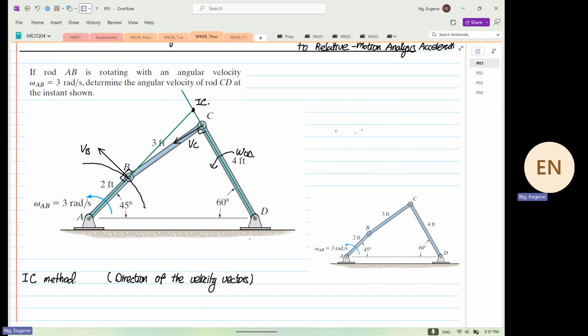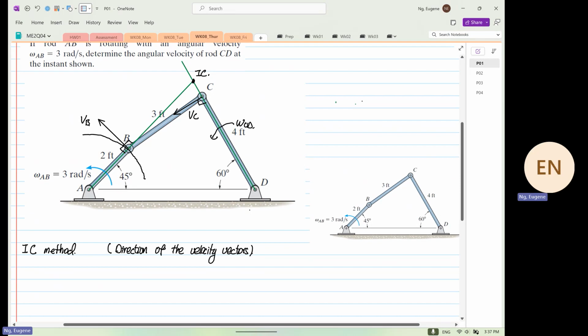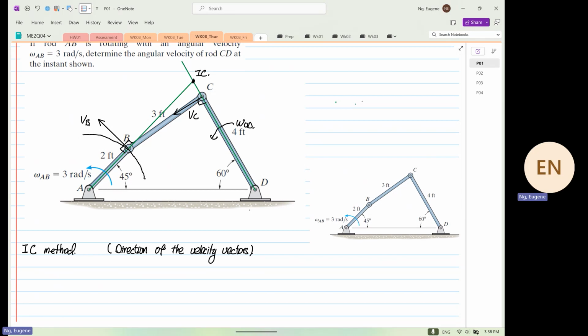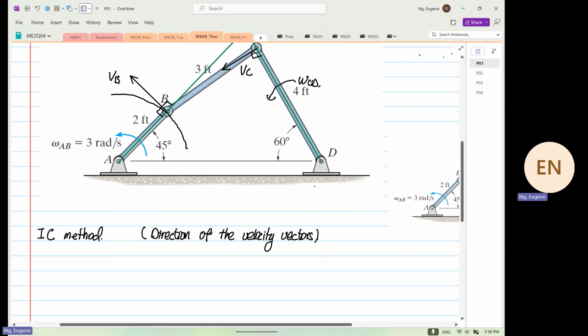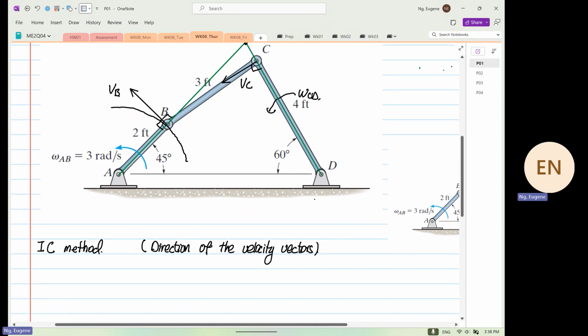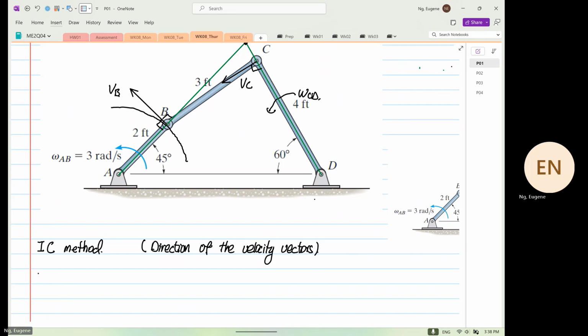So the good thing is, once we know where our instantaneous center is, we can determine our VC. Okay. So now I'm going to write this out. What is the solution procedure? The solution procedure is we need to determine VC, or rather, omega CD. So we need to determine omega CD.